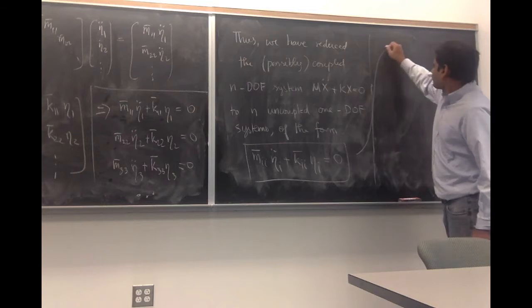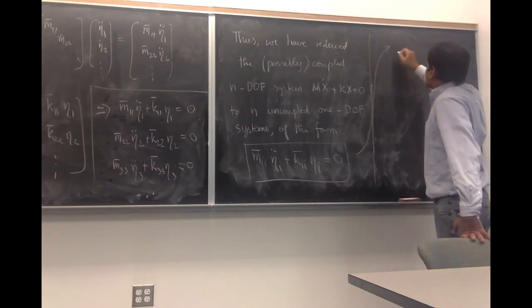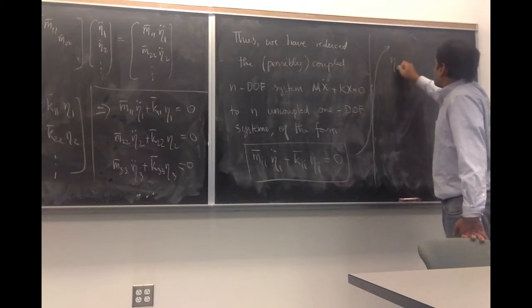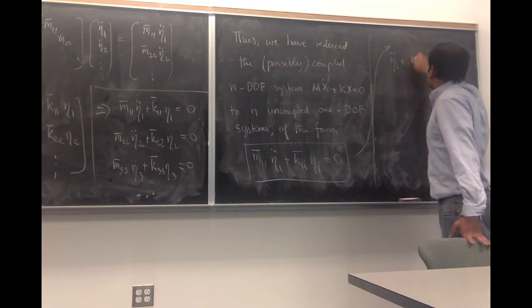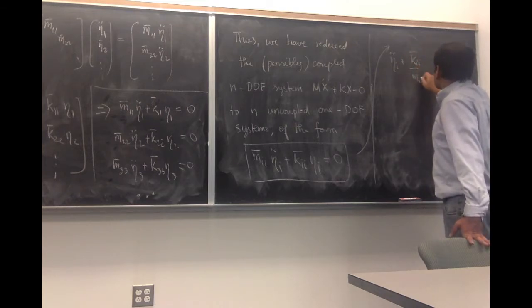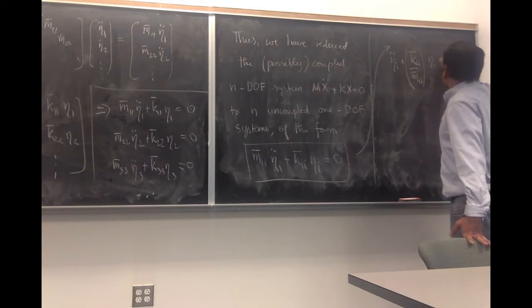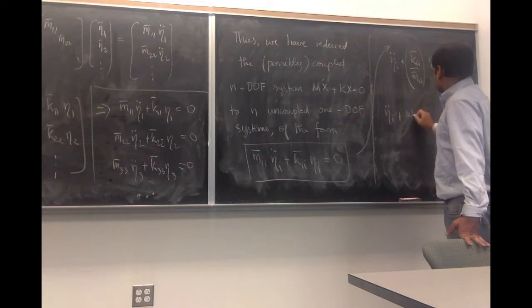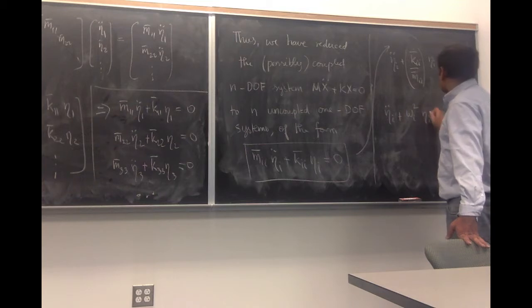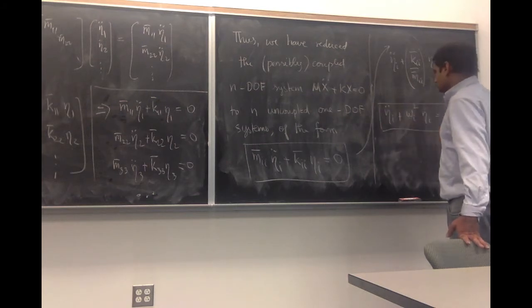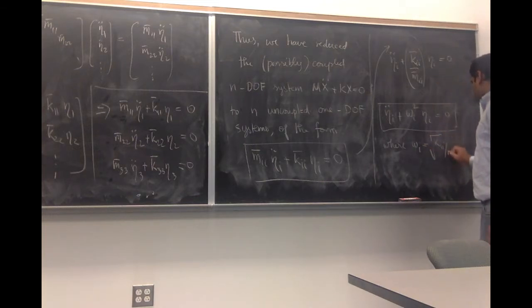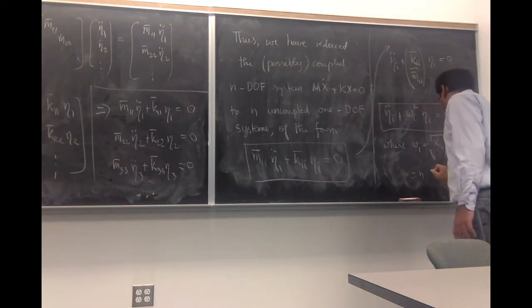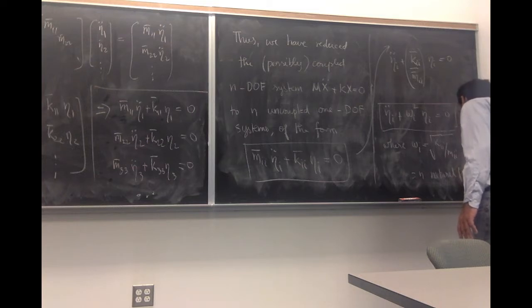This equation can be rewritten by just dividing through by M II, assuming it's not equal to 0. And we can rewrite this into this form, where omega I equals square root of K II over M II are the n natural frequencies.